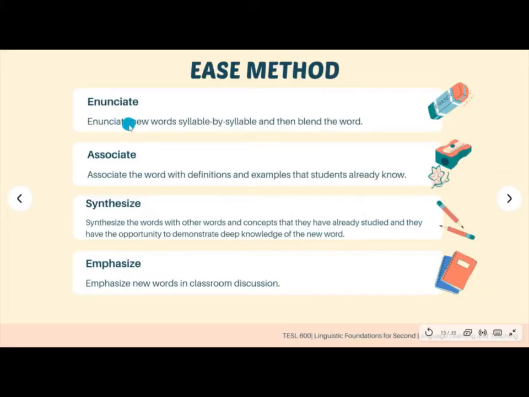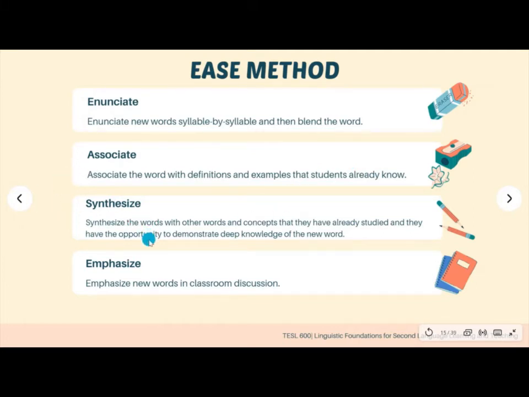Initiate, we have to initiate new words syllable by syllable and then blend the word. So we have to enunciate it properly so that the student can master it also. Associate, for A, associate the word with definitions and examples that students already know. So here, you have to connect the word with the definition and examples so that the students will be able to understand. Okay, connected to their prior knowledge or schema.